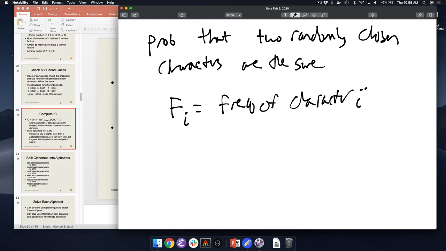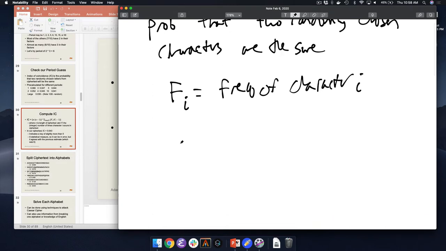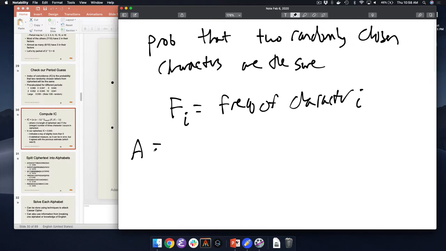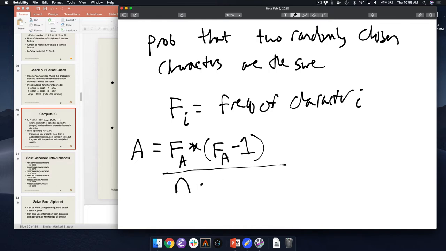So we have Fi is the frequency of that character, so just how many of that character appears in our ciphertext. So if I wanted to know for A, what's the probability of getting A? I could say, well, it's the frequency of A times the frequency of A minus 1. But I need to divide that by what? So I want the probability. Frequency here is just the count, like how many there are. Divide by N for the F of A and N minus 1 for F of A minus 1. Times N minus 1? Everyone agree? So this is the probability that I pick two letters from my ciphertext and they're both A's.